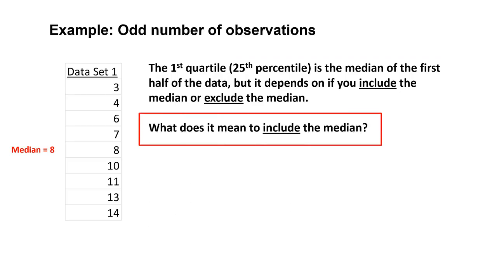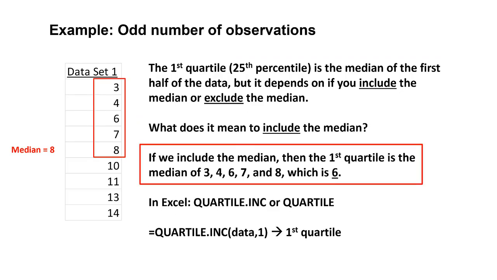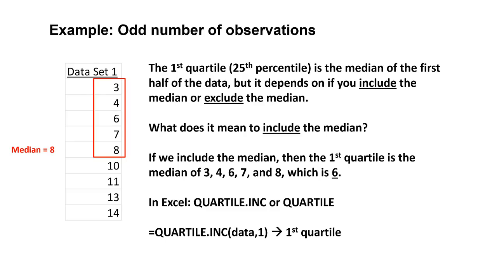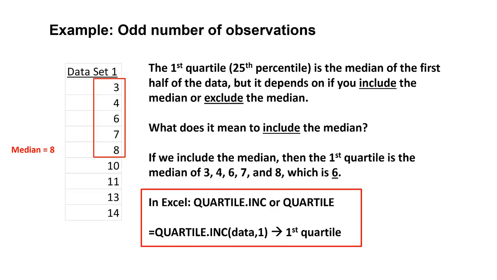So what does it mean to include the median? If we include the median, then we're considering these numbers: 3, 4, 6, 7, 8. Then the first quartile is the median of those 5 numbers, which in this case is 6. Make note that we're talking about an odd number of observations here. In Excel, we can use those 2 functions, Quartile.INC or quartile, and that'll give us the first quartile if we use a second argument of 1.